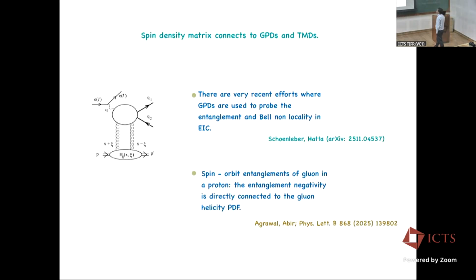The final point is whether these studies can be connected with the regular PDF, GPD, and TMD studies that we do. There is very recent work in this direction. In fact, we have also studied this in a spin-orbit entanglement setup, where entanglement negativity can be connected with the gluon helicity PDF. Initially I thought of discussing this here, but then I changed my mind because the audience is mostly students.